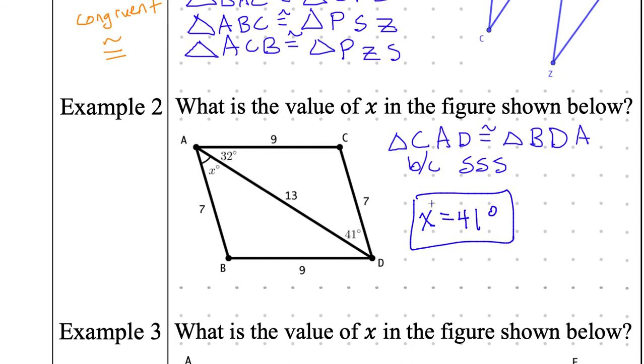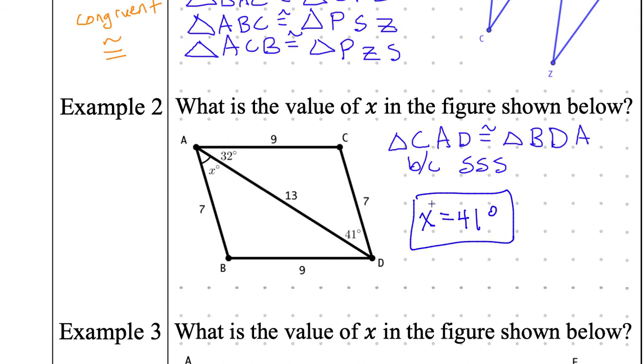So the first thing that we did was we said, okay, they are congruent because of side, side, side. And then we wrote out the congruent statement, CAD and BDA. The reason that we would want to write this out is to make sure that we're matching up the correct angles with the correct angles. If you want to skip this step altogether, that's fine.